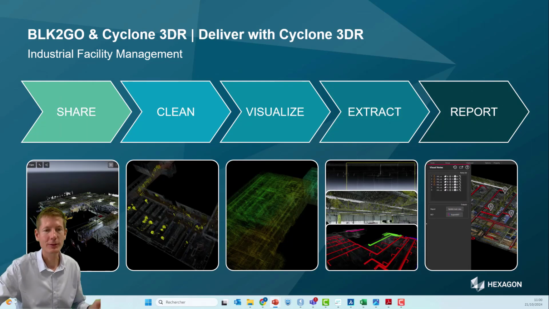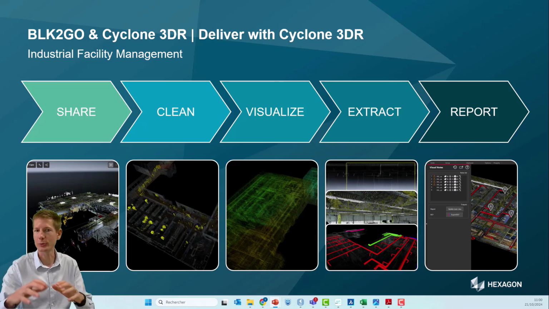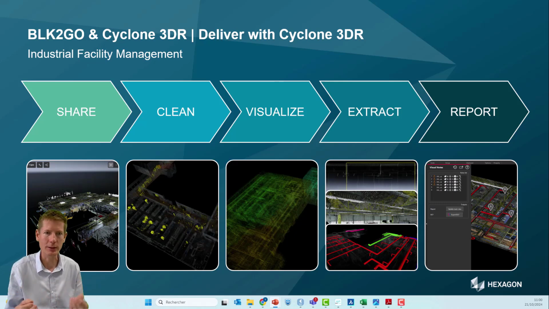So that was it for the journey through Cyclone 3DR today. So you can see the offer that we have at Hexagon Geosystems for reality capture products is very complete, very efficient, and very easy. Imagine how fast you can capture with BLK2GO, and then you can go into Cyclone 3DR to deliver anything that is relevant for your industrial facility application.